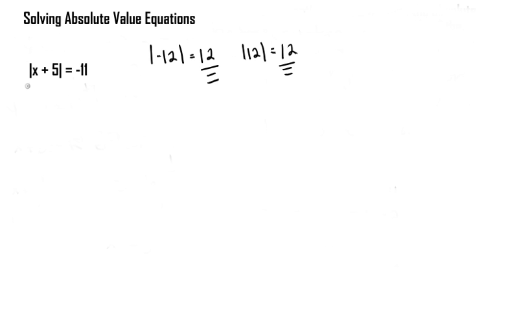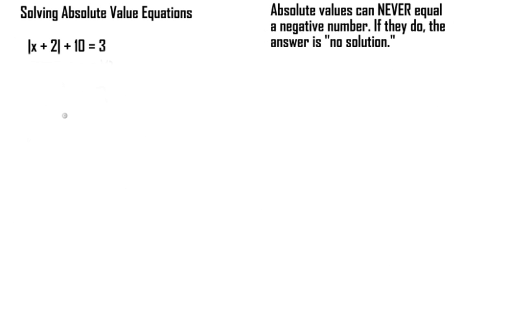So if you see an equation like this, the absolute value of x plus 5 equals a negative 11, then your answer is simply no solution. And it's no solution because an absolute value can never equal a negative number. Let's look at another one.